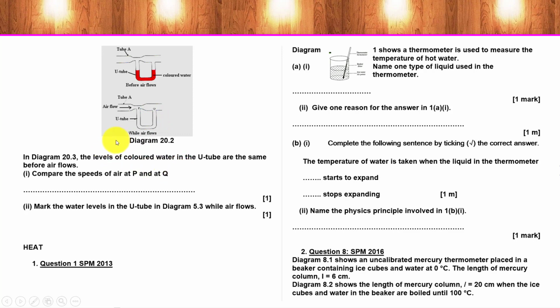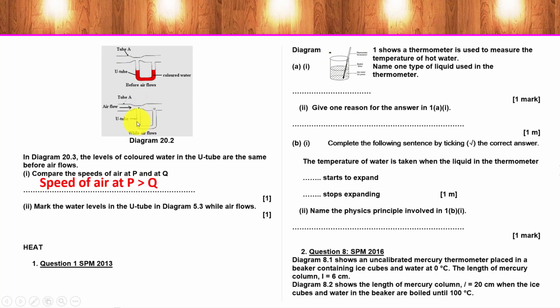Okay, now we answer number 1 first. The level of colored water in the U tube is the same before the air flows. Can you compare the speed of the air at P and Q from this diagram? So that means we know the speed at P must be higher than Q.